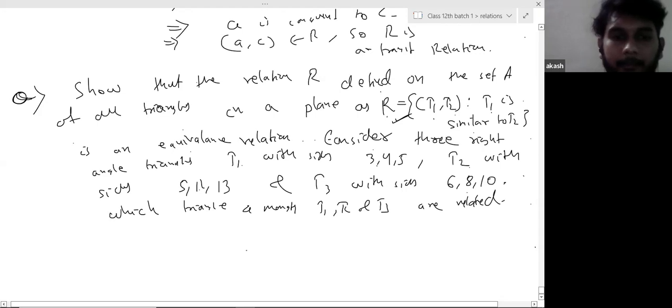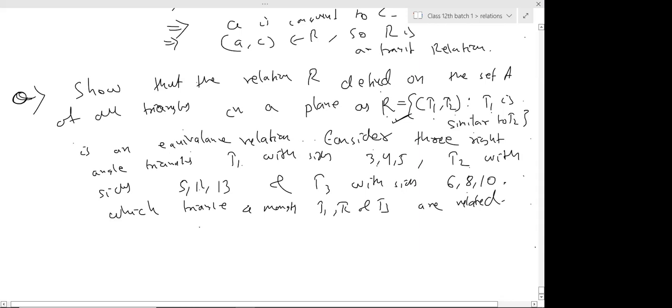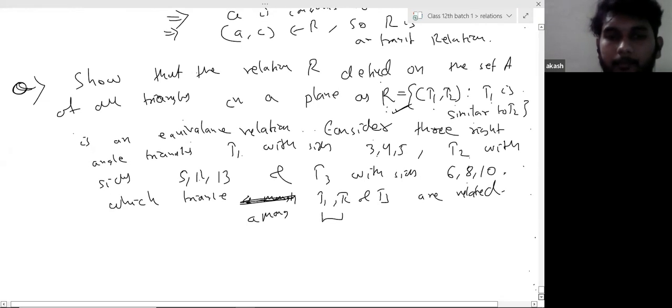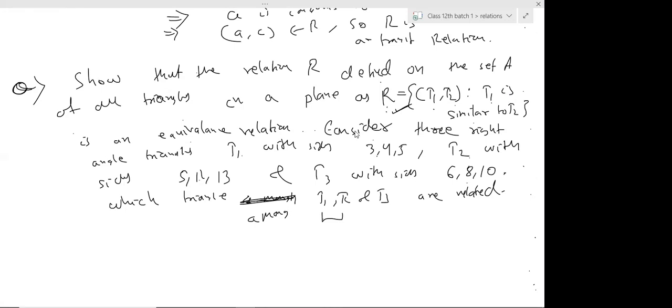All right. Okay, sir, got it. Sir, the last line of the second part, which triangle among T1, T2, and T3 are related? All right, it simply means which of them are the ordered pairs which are in R. Can you guys prove this or not? Yes, sir. All right, I'll give you a few minutes.